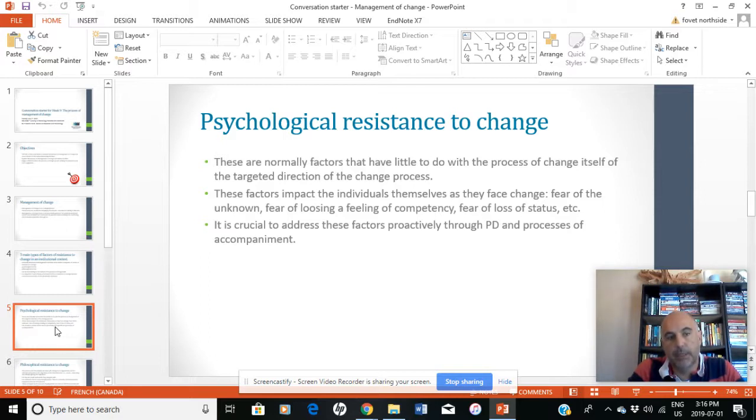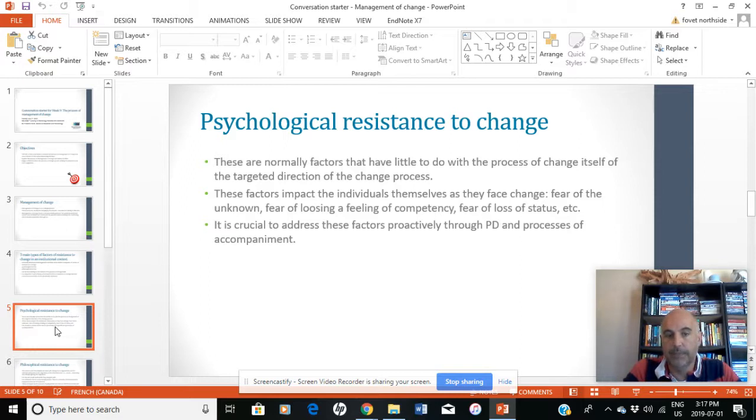So your employees or your teachers, your staff may have fears about themselves and how the factors of the process of change you're putting forward are going to affect them personally. So I've listed a few there: fear of the unknown, fear of losing a feeling of competency. This is going to be very prevalent in technology, because we feel that since we're not in full mastery of technology, we're going to lose a sense of competency in the classroom.